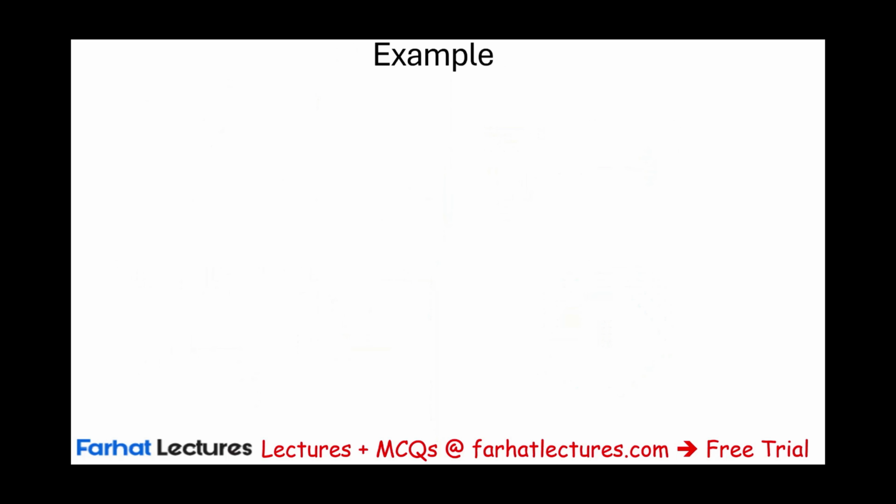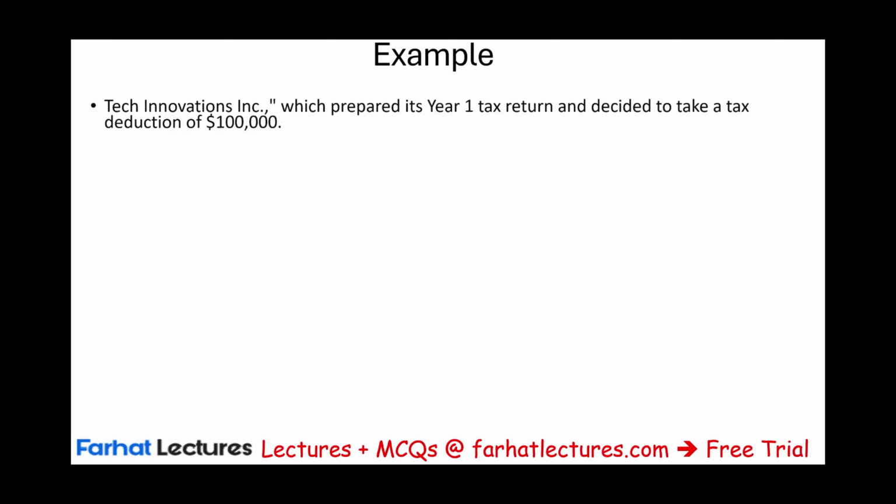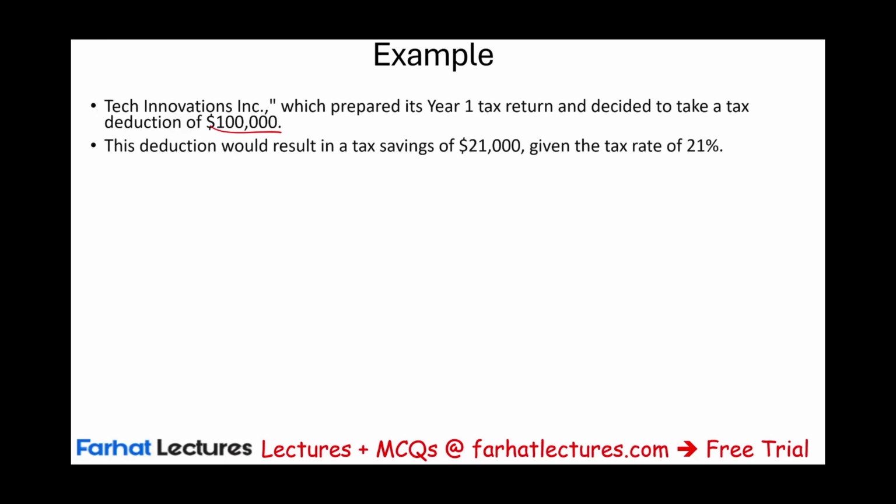Okay, let's take this 100,000 and put it in an example. So Tech Innovation prepared its year 1 tax return and decided to take this 100,000 questionable deduction. This deduction would result in a savings of 21,000 given a tax rate of 21%. So if we took the deduction, it reduced our taxable income by 100,000. As a result, it gave us a tax savings of 21,000.